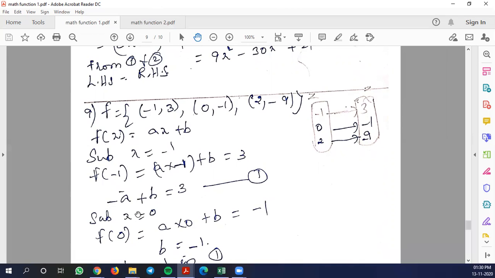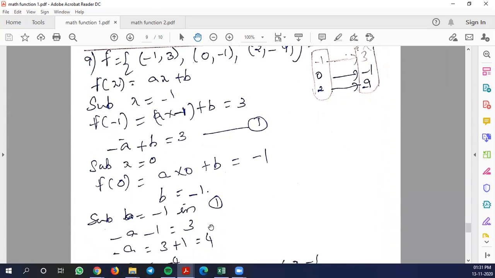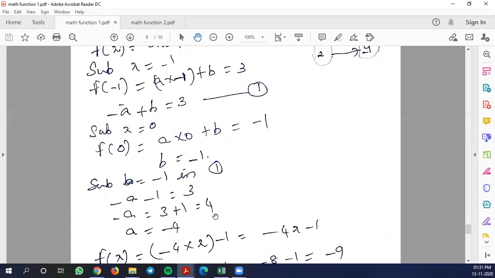Minus a plus b equal to 3. Then substitute x is equal to 0. What is f of 0? a into 0 plus b equal to minus 1. So this is 0, so b equal to minus 1. Substitute b equal to minus 1 in 1. So minus a minus 1 equal to 3. Minus a equal to 3 plus 1, that is 4. So multiply throughout by minus: minus into minus is plus, a equal to minus 4.